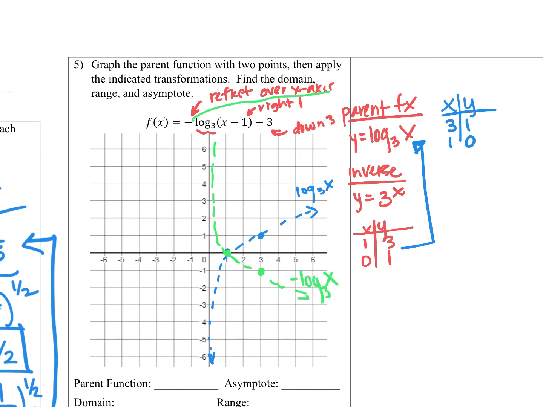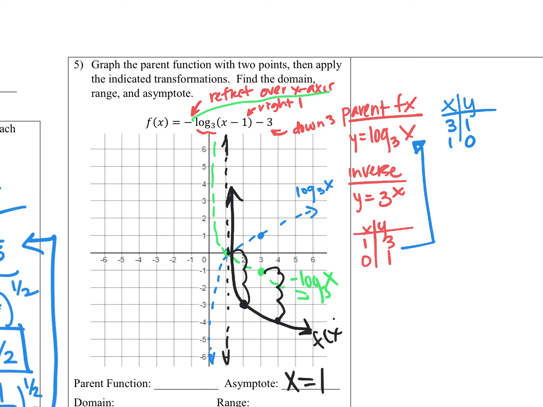But then we have to do those other transformations where we move right 1 and then down 3. If we move right 1, that's going to make our vertical asymptote now at x equals 1. So I'm going to put that in, x equals 1. And then all my points have to move, looking at the green graph, right 1 and down 3. So move this little dot right 1 and then down 1, 2, 3, puts us here. Right 1 and down 1, 2, 3, puts us here. And so the picture that we're getting, like a backwards looking J, that's the picture of our graph. This is going to be our f of x.